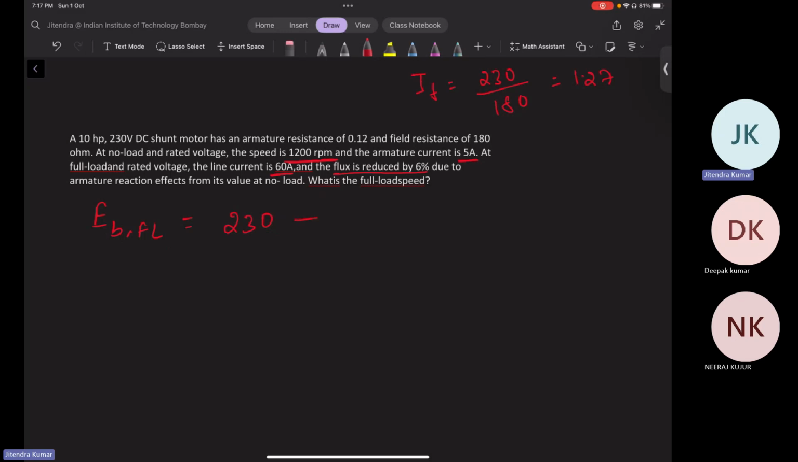So at no load, armature current is directly given, so we can directly take it, right? Armature current is 5 amps. 5 into Ra, Ra is given as 0.12. So it will be 230 minus 0.6, so 229.4 volt. Is it correct, right? At no load.